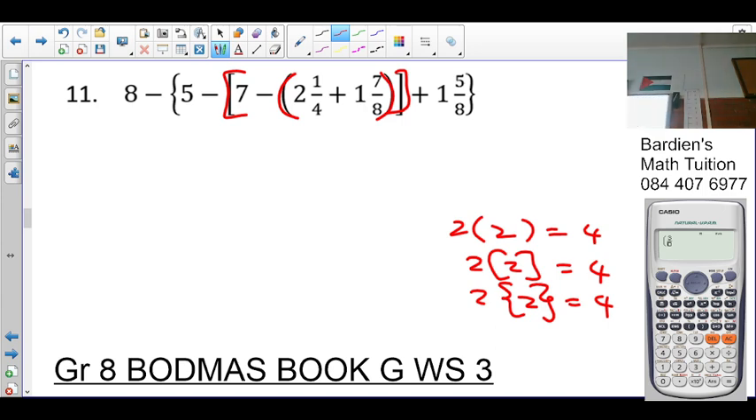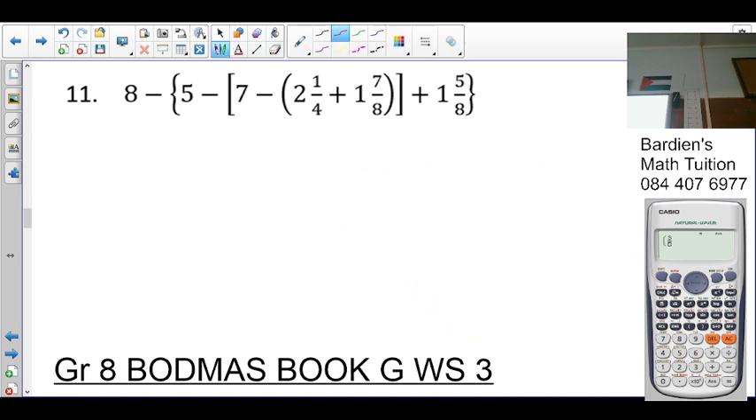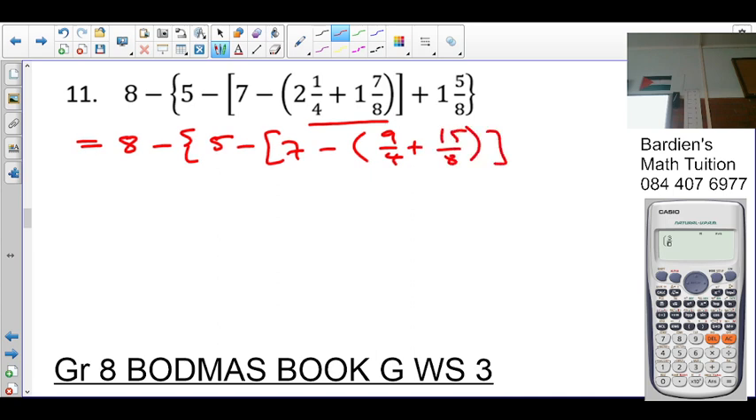Okay. So at this point, we look at the most inner bracket. We start there, not so? And the most inner bracket is that one. So I'm going to first change it to improper fractions. Okay. So that's going to give you 9 over 4 plus 8 is 15 over 8 plus it is 13 over 8. Okay, so we're going to do the most inner bracket first.